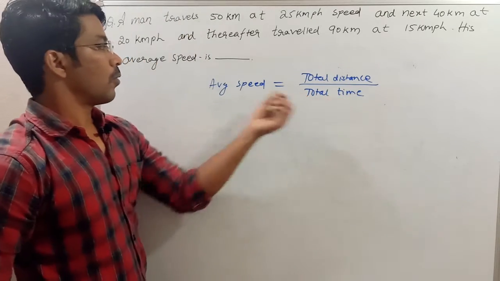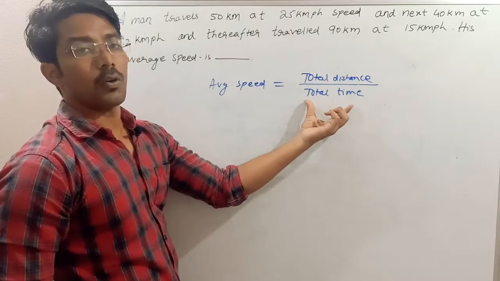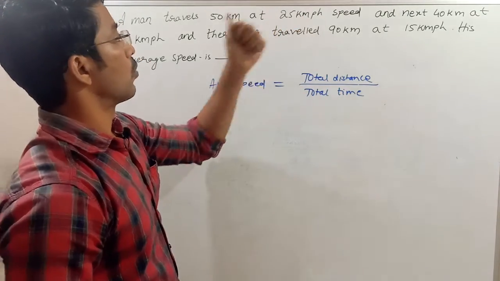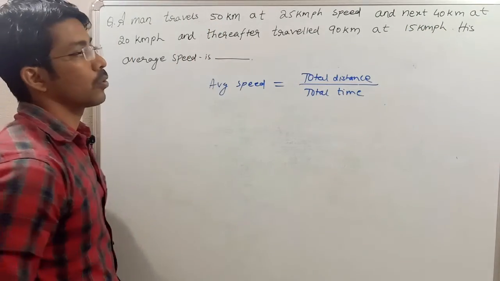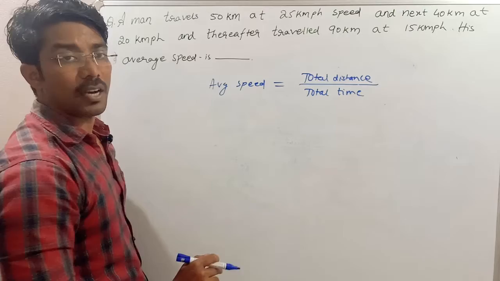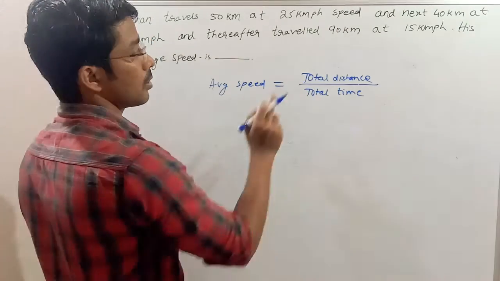We know the formula: average speed is equal to total distance traveled divided by total time taken. So in order to find the average speed, we need the total distance and total time. We already know the total distance is 50, 40 and 90, so the total is 180 kilometers.